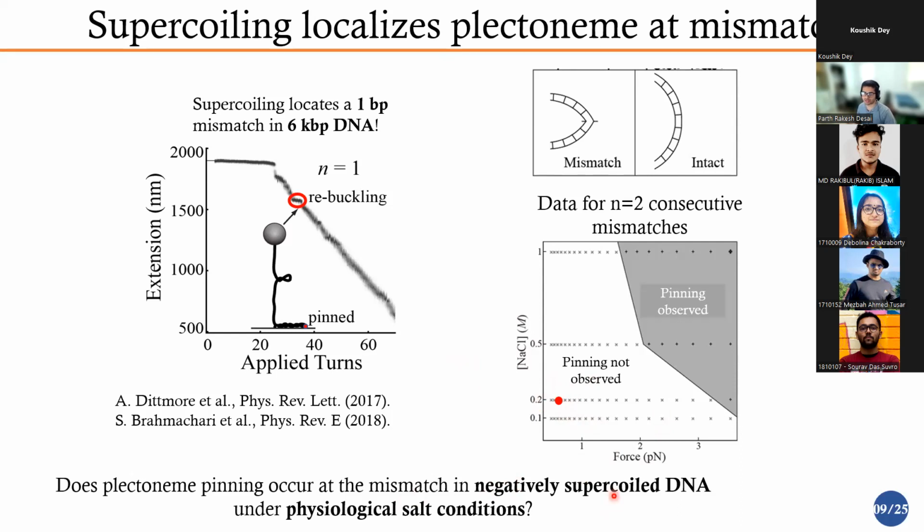So in your body, DNA is always negatively supercoiled, stored as negatively supercoiled DNA. And as I mentioned, the negative supercoiling weakens the DNA base pairs itself. And if you have a mismatch, the negative supercoiling will weaken it even further. And so that weakening somehow enhances the plectoneme pinning at the mismatch. So those are all questions we wanted to answer with my simulation work.